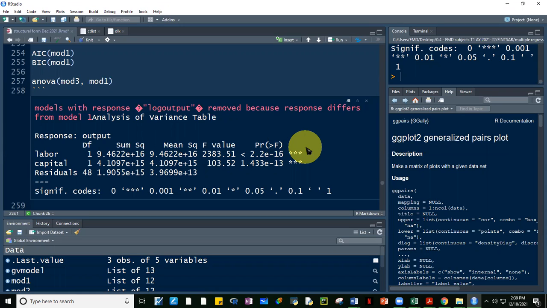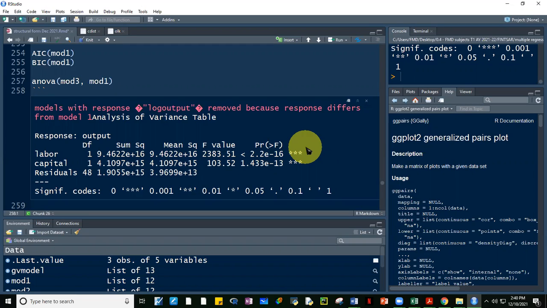guys, what's the dependent variable? What's our response variable for Model 1? Log output, sir. What's our response variable for Model 3? Output. Okay. What do you notice about them? Yung isa po naka-log, tapos yung isa ascending. Alright, so no basis of comparison. Kasi magkaiba yung dependent variables natin. So how can we compare, guys?